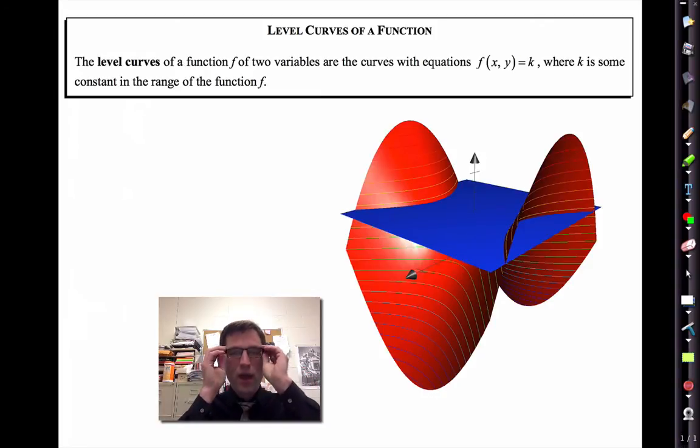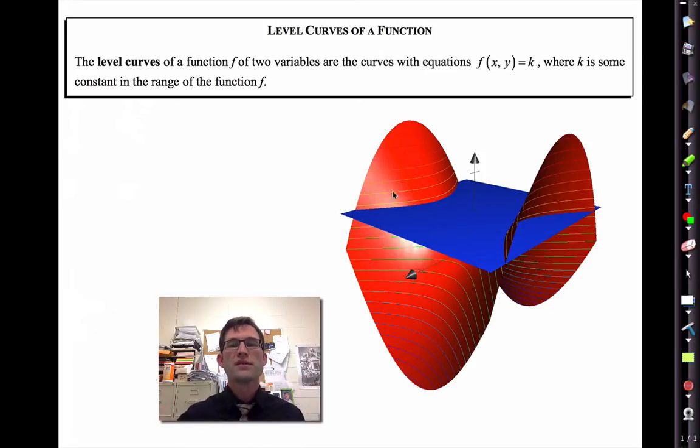The level curves of a function f of two variables are the curves with equations f of x comma y equals k, where k is some constant in the range of the function f. Okay, what? All right, well, graphically, this is what we're getting at.